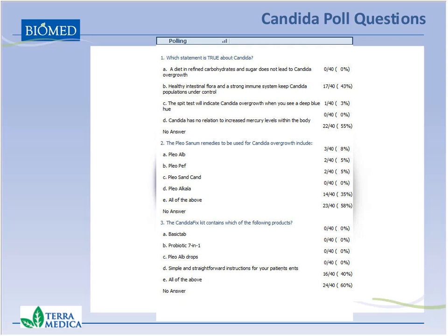Okay? And then the next, the Pleo Sanum remedies that can be used for Candida. The answer is all of the above. So Pleo Alb, Pleo Pef, Pleo San Cand, and also Pleo Alcala can all potentially be used in a protocol. In the CandidaFix kit, we've got the Pleo Alb, and we have the Basictab. The Pleo Alcala and the Basictab basically function the same because they're both alkalizers.